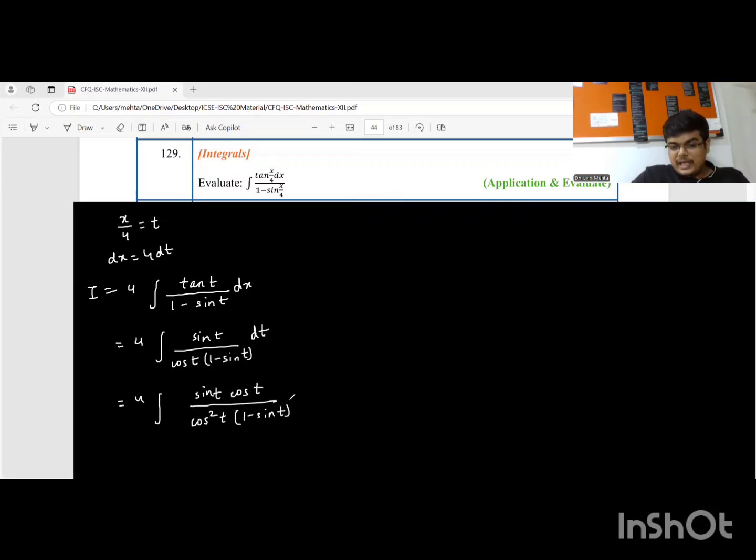Can we convert everything else to sine, students? Can we convert cos square to sine square, students? I'm sure you know the formula. The numerator you keep copying as it is. This is sin t cos t. Denominator cos square t is 1 minus sin square t. And this is 1 minus sin t.